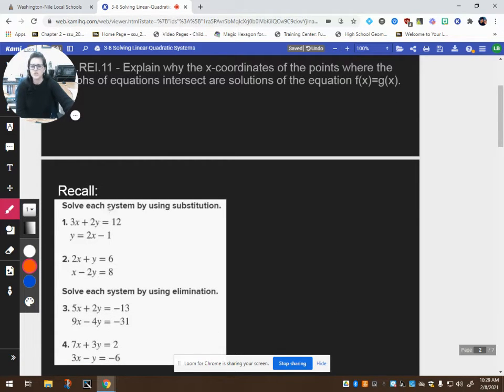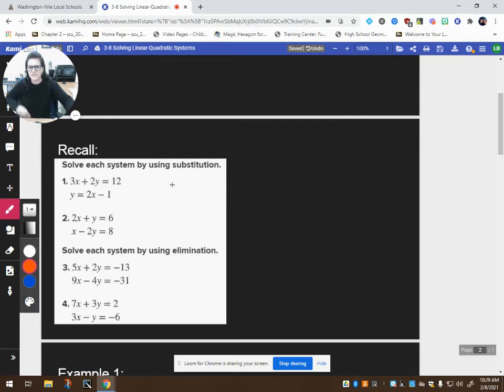Okay, so let's just recall first how to solve the system by using substitution. Remember, substitution is where we take what y is the same as, and we take out this y, and in its place, we put that whole thing that it was the same as. That's substituting it in. So we've got 3x plus 2, and in place of y, I've got 2x minus 1 equals 12. Now recall, the reason that we do that is because now this whole thing is written in terms of x.